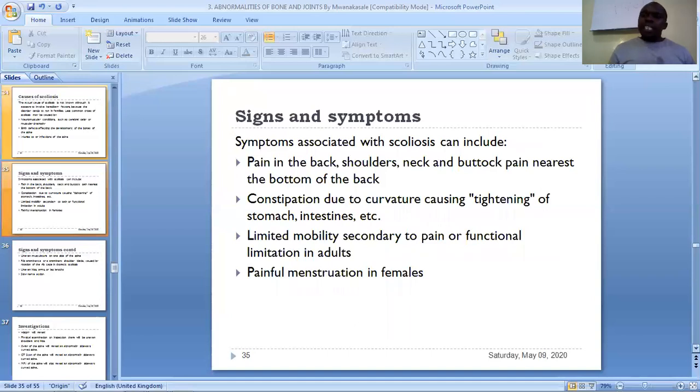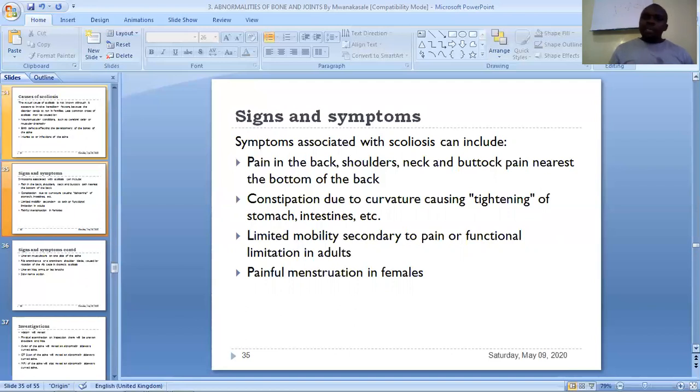Now, having mentioned the causes of scoliosis, how would someone present? How does someone who has scoliosis present themselves? So symptoms associated with scoliosis can include pain in the back, especially if they involve themselves in heavy lifting. They can have pain in the back. They can have pain in the neck, the buttocks. They can have constipation due to the curvature causing tightening of the stomach or the intestines.